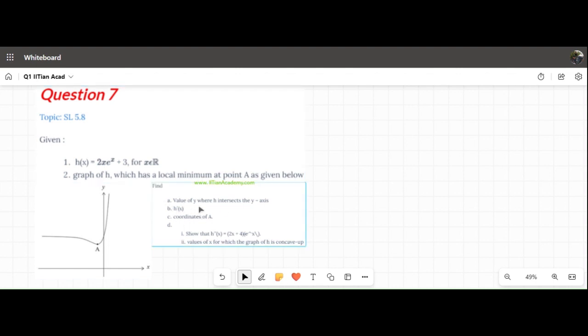Great. So for part A of the question, we're asked to find the value of y where h intersects with the y-axis. You can also call this the y-intercept. We know the function will intercept with the y-axis when x is equal to 0. So with this fact, we can substitute x equal to 0 into our equation h(x).